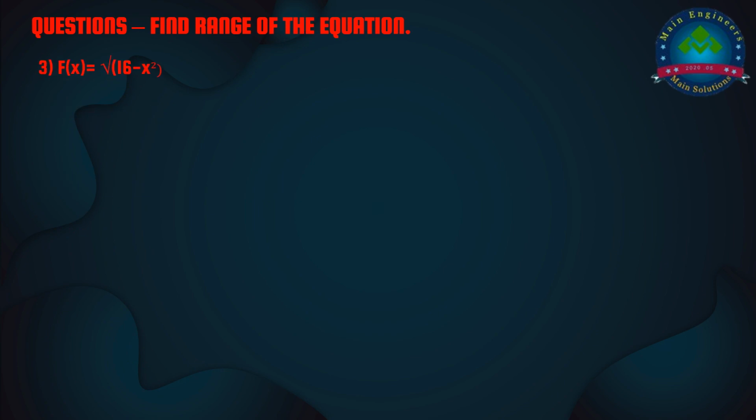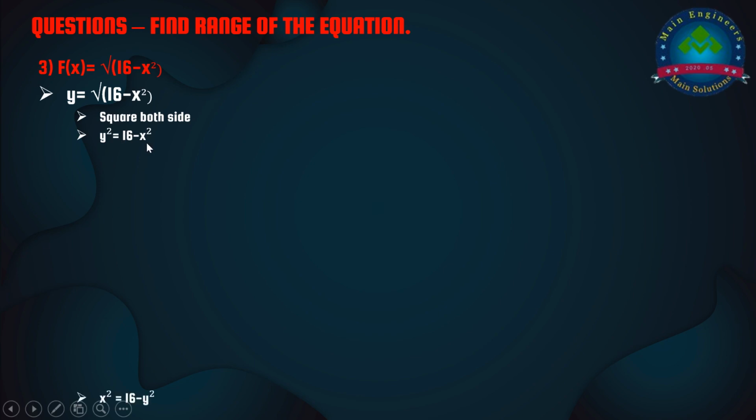Let's go to another question. f(x) is equal to root over (16 minus x square). So first step, y is equal to f(x), so y is equal to root over (16 minus x square). How are we going to remove the root? Just square both sides. So y square is equal to 16 minus x square. So x square is equal to 16 minus y square.